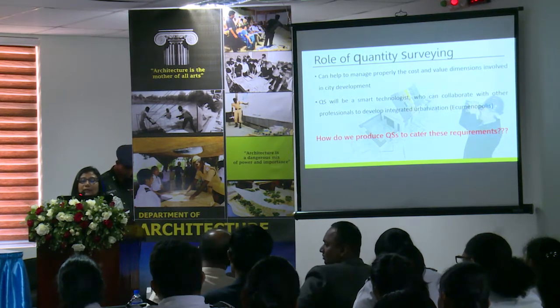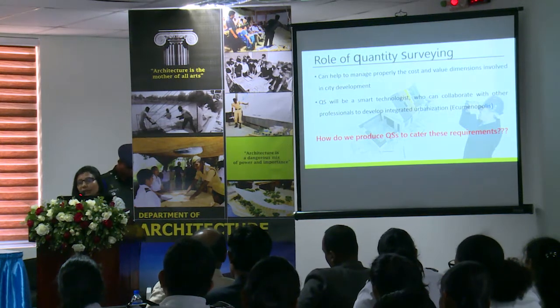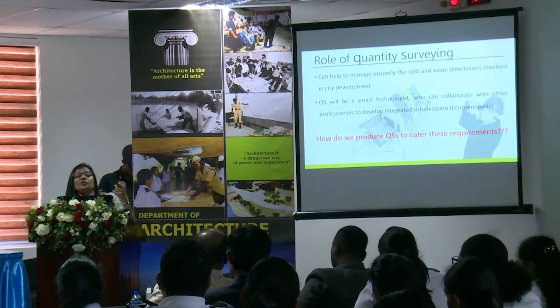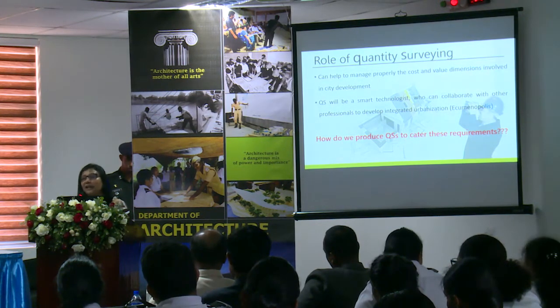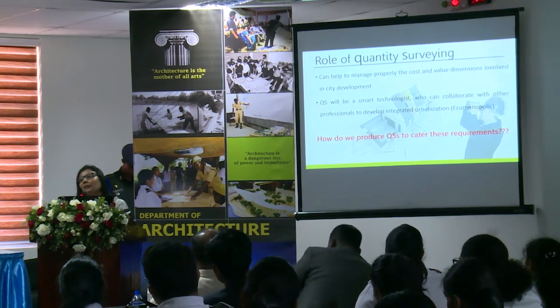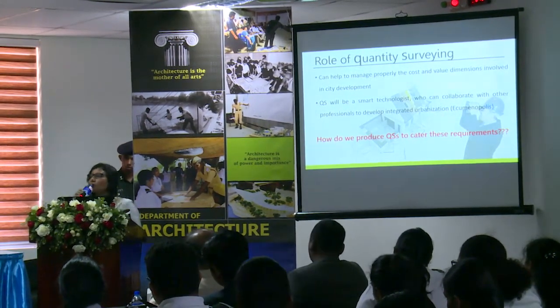How do we produce QSs to cater to these requirements? My question is, what type of animal are we going to produce as a future QS? That is a thought for academics like us and professional bodies. Are we going to produce this animal anymore, or what type of animal are we going to produce? Please think about that.